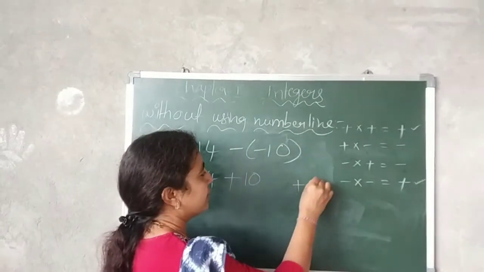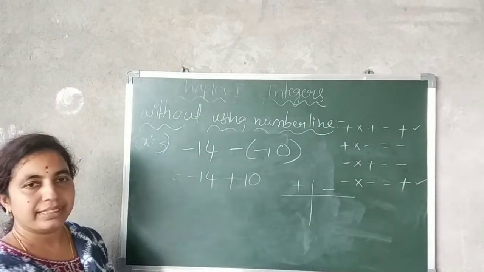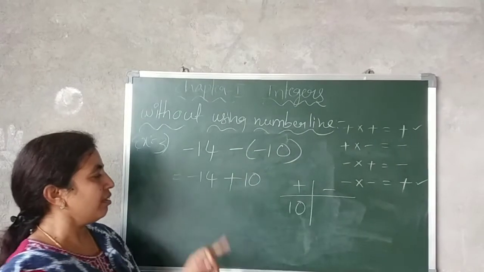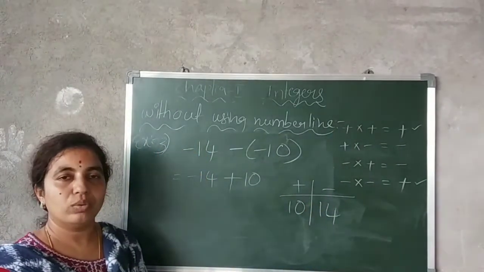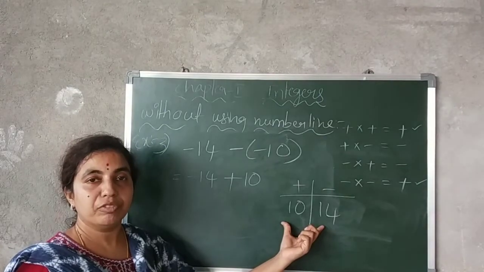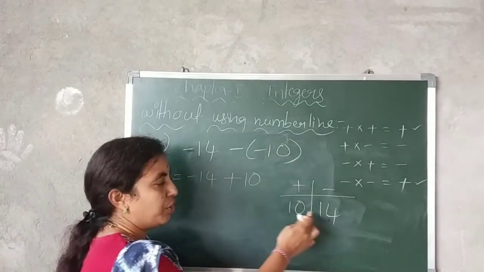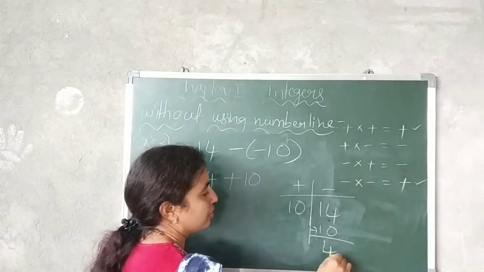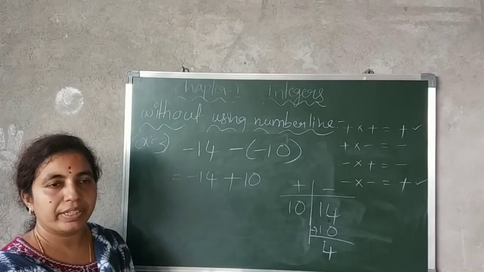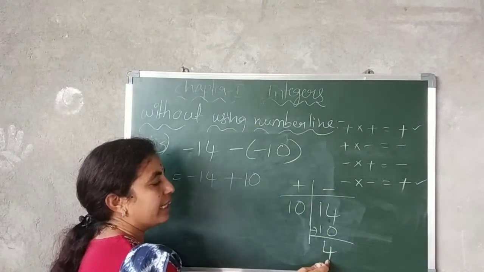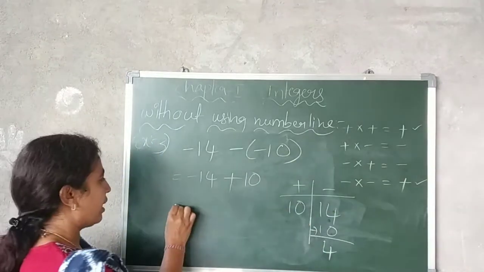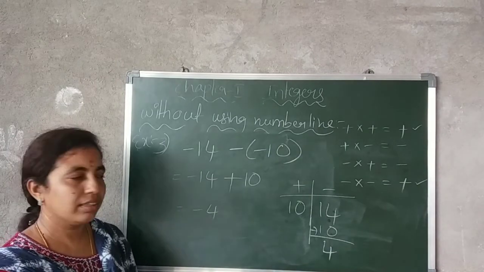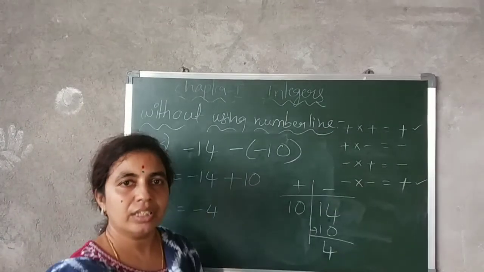Again go for plus and minus. What is the plus number here? The positive number is 10. And what is the negative number here? 14. Now of these two, which one is greater? Obviously 14 is greater. So from 14 you should subtract 10. 14 minus 10 is 4. Now where did you get that number? On the minus side. So the answer is minus 4. Okay, that is the third example.